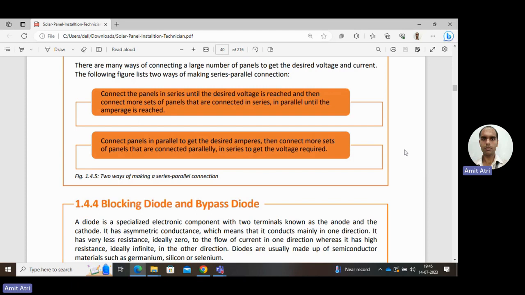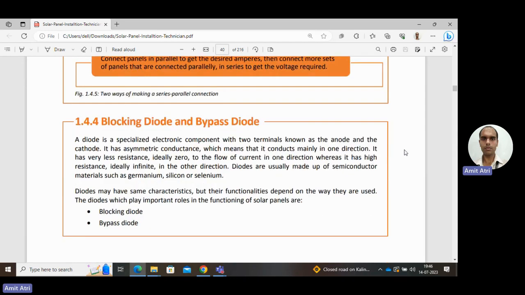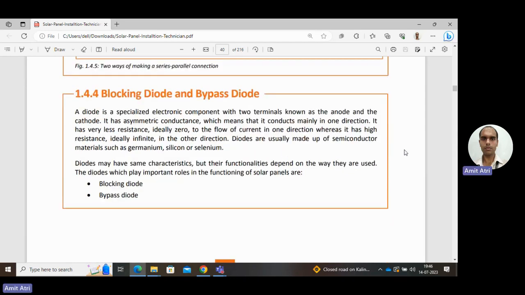Another method: connect panels in parallel to get the desired current, that is, amperes. Then connect more sets of panels that are connected in parallel, in series. Means first make the parallel connection, achieve the desired current level, then add more panels in series. So we can approach with any of the methods while making a series-parallel combination for our required voltage and current rating.